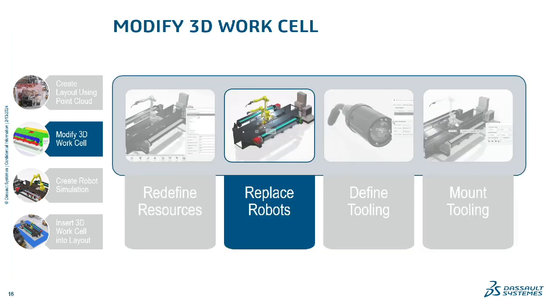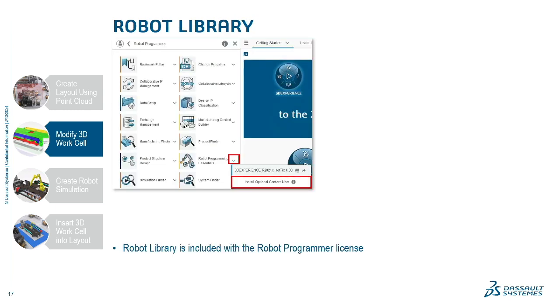Once I've defined everything, I'll replace the robots. And I mentioned that robot library. To get to it is a little, I guess, not super straightforward if you haven't seen it before. Before you launch your application from the web browser, you'll need to do a drop-down next to the Robot Programming Essentials app. And you'll want to select the Install Optional Content.